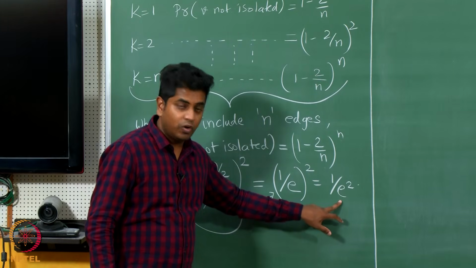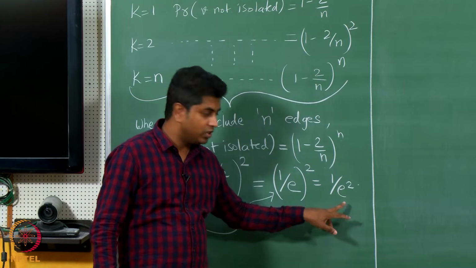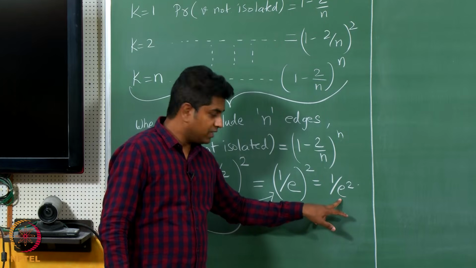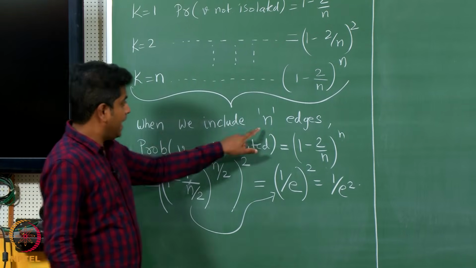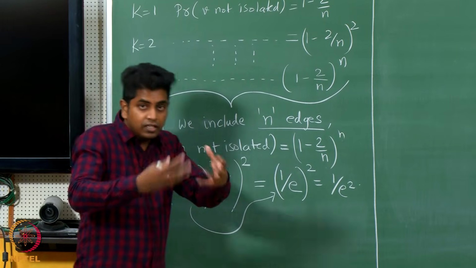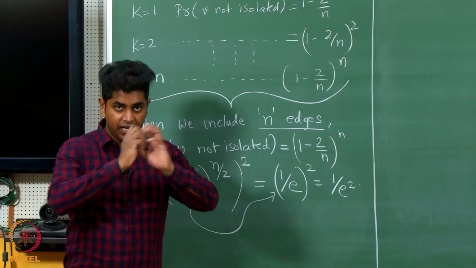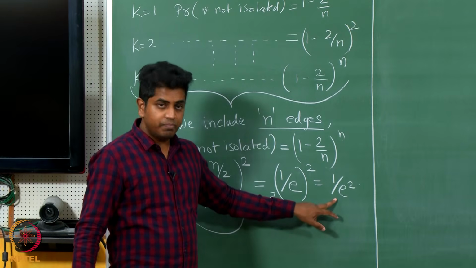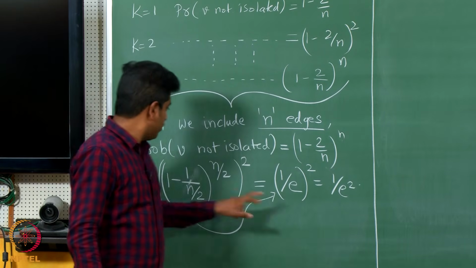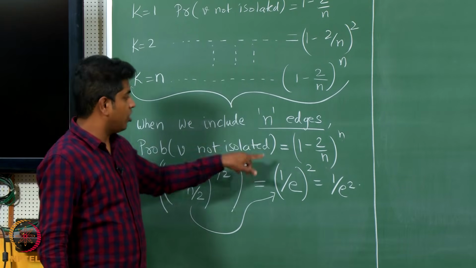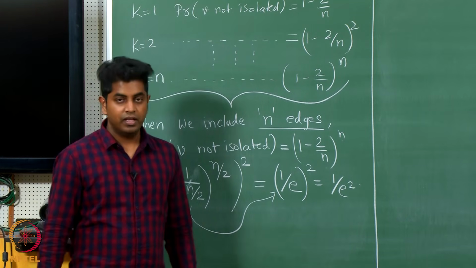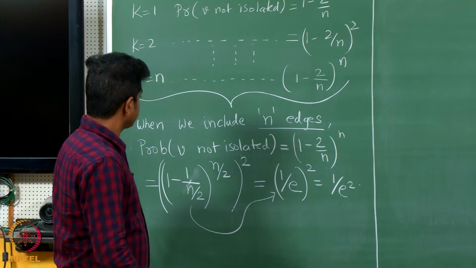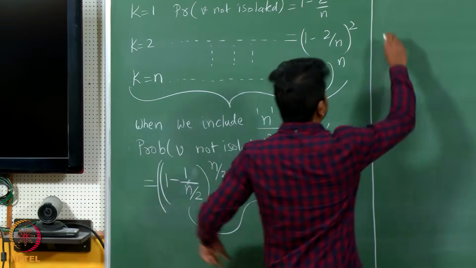There is a quarter probability that, pause and think about what I am saying, there is a quarter probability, let us say 2 square or 2.7 square, whatever, a constant, that when you put n edges on n vertices, there is some decent probability, 1 by 4, that your v is not isolated. Okay, it is a very small probability, but then I will do a small trick.